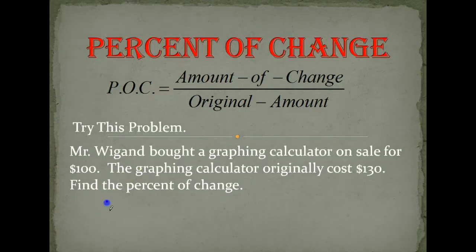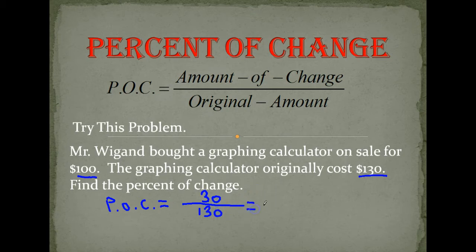All right, so percent of change. I know that if it was originally $130 and I bought it for $100, then that's a decrease. It went down. So this is going to be a decrease problem. So numerator, the amount it changed. It went from 130 down to 100. Subtract them. It changed by 30. My original amount, it was 130 because that's what it cost first. And then it went on sale.